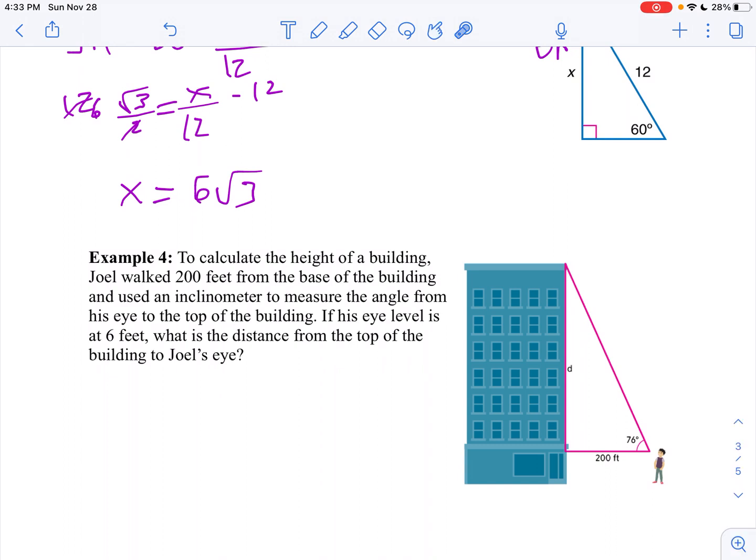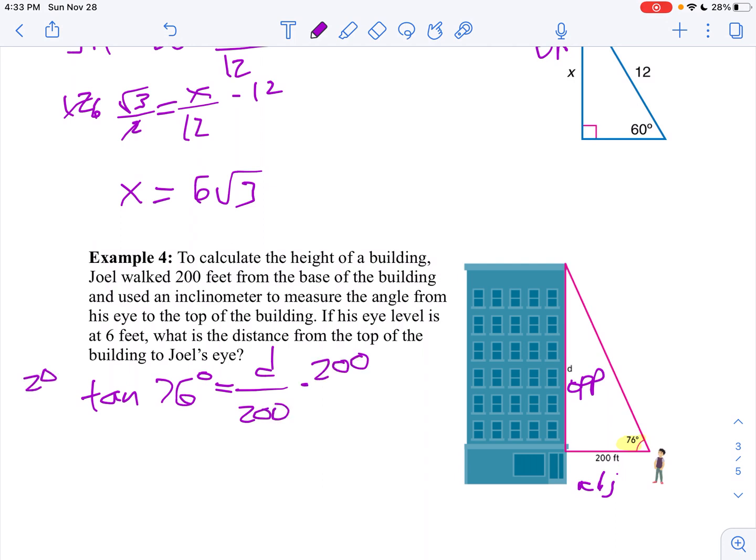I look at this problem. Here's my 76 degrees. I'm going to use my 76 degrees. D is my opposite. And 200 is my adjacent, so I'm going to use tangent. I'm going to say the tangent of 76 degrees is D, which is the opposite, over the adjacent, which is 200. So in other words, I multiply both sides by 200, and D is 200 times the tangent of 76 degrees.